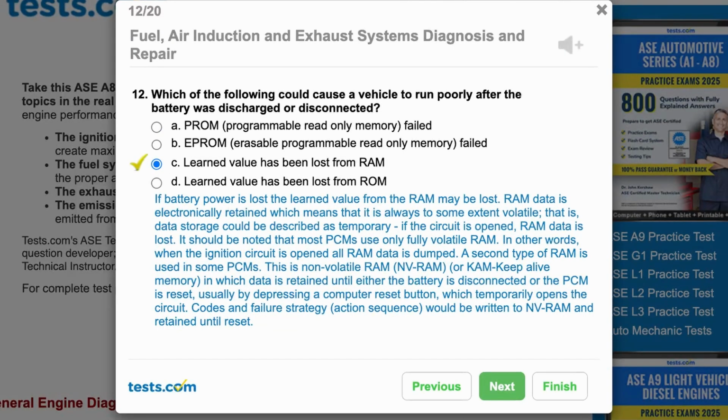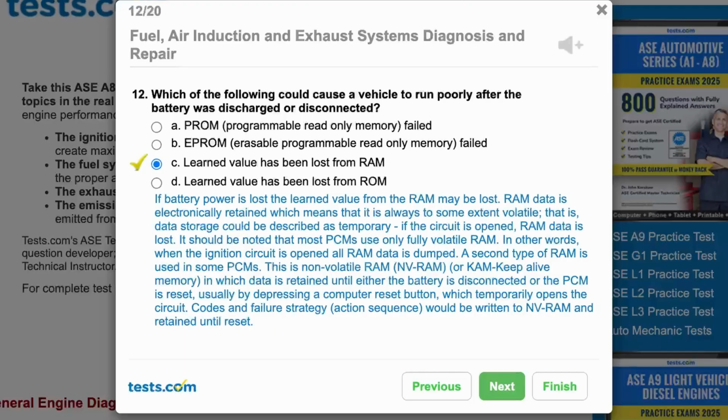C. Learned value has been lost from RAM. If battery power is lost, the learned value from the RAM may be lost. RAM data is electronically retained, which means that it is always to some extent volatile. That is, data storage could be described as temporary. If the circuit is opened, RAM data is lost. It should be noted that most BCMs use only fully volatile RAM. In other words, when the ignition circuit is opened, all RAM data is dumped.